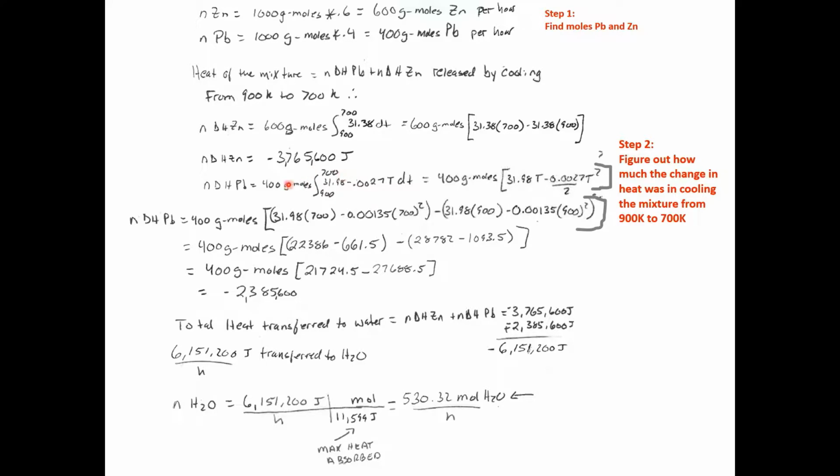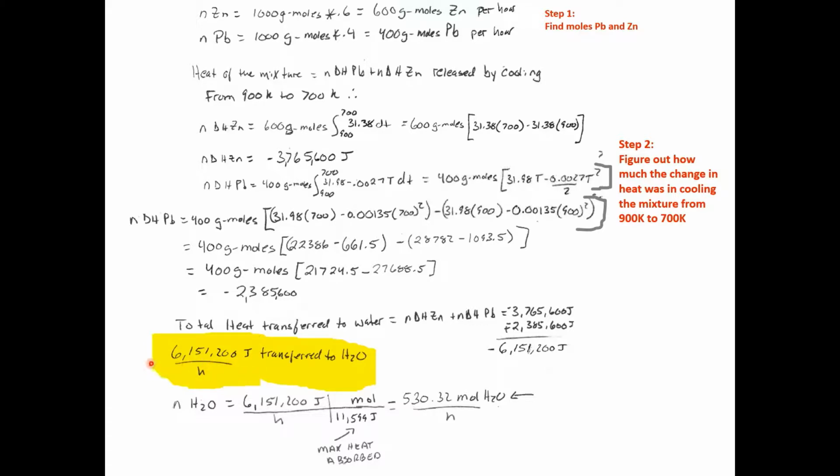3,765,600 joules. We then do the same thing for lead, and we integrate from 900 to 700, and again, the math takes care of itself and gives us a negative sign. I'm going to get to this next part. The total heat transferred to the water is the number of moles times the change in enthalpy of zinc plus the number of moles times the change in enthalpy for lead. We add these together and we get negative 6,151,200 joules. If you notice, though, I've highlighted this.